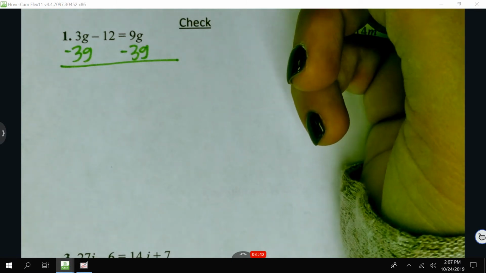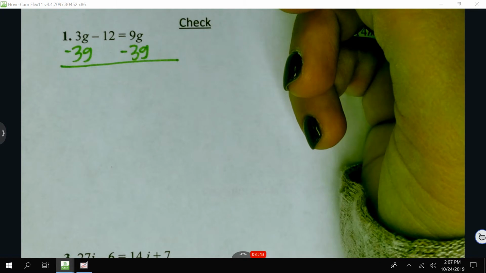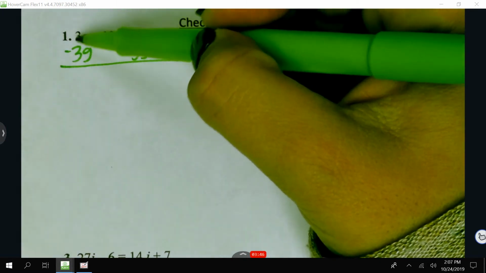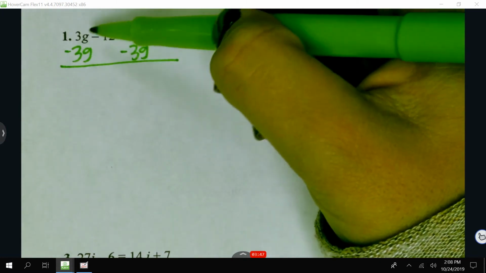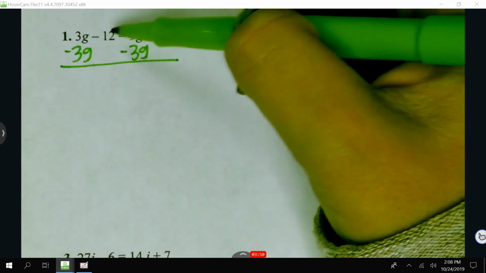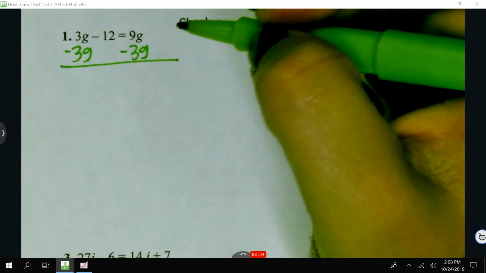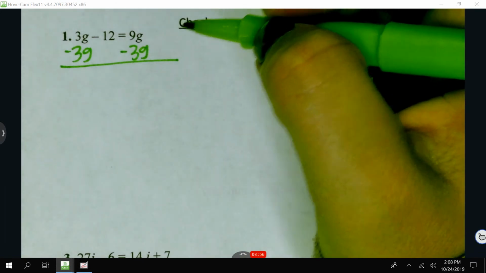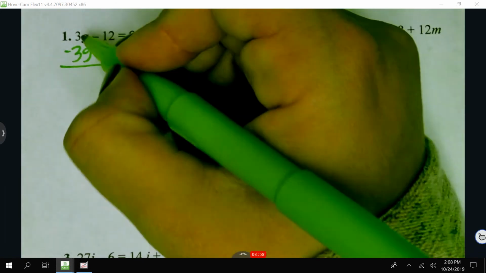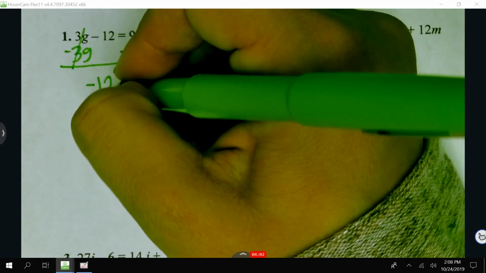So does the G stay when you bring that down? Yes. You want the whole term gone. You want that whole 3G gone, right? So that you're just left with the negative 12. Okay. So you're subtracting by the 3G. So the G with the 3 is gone? Yes. So those cancel each other out, and it leaves me with just negative 12 on that side.